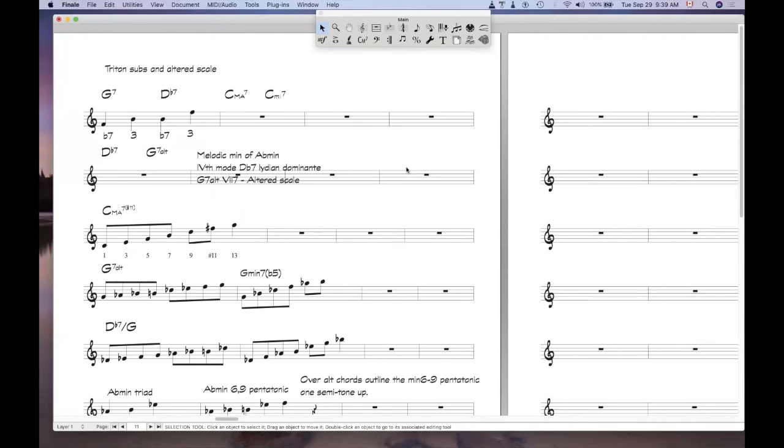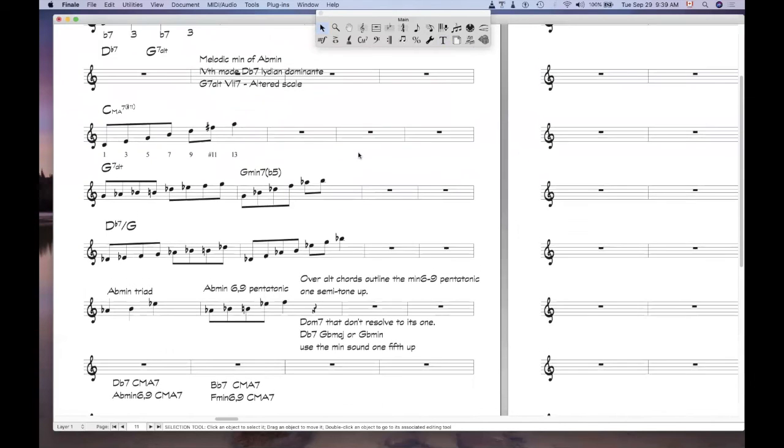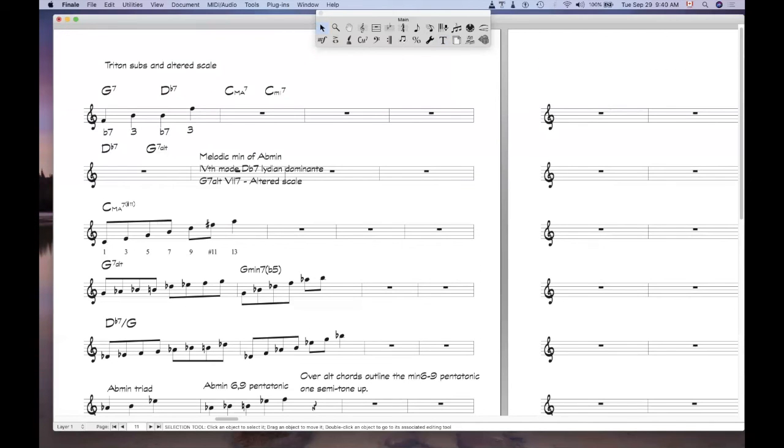chord, you are doing a Triton sub. Or if you are doing a Triton sub, you are in fact playing the altered scale. So they're connected, you know. They both sound the same. If you have a piece of music that says G altered to C, if the bass plays a D flat without telling anyone, it will sound like a D flat 7. And vice versa, if it says D flat to C, if the bass starts playing a G, it will sound like G altered. So both those sounds are connected, and that's it for this explanation.